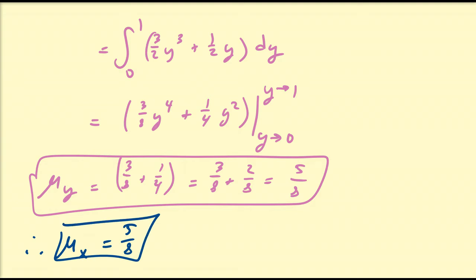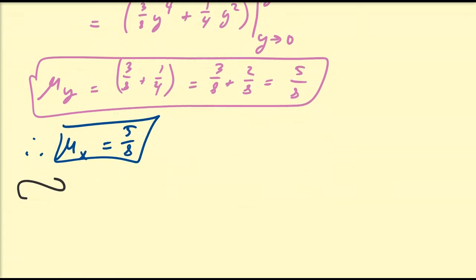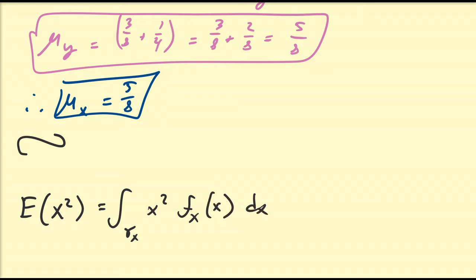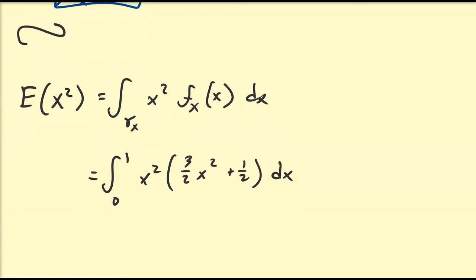So now let us move on to the second moment, and you probably can guess how this is going to be defined. The second moment for x is going to be defined to be equal to the integral over the support of random variable x of x squared times the marginal density function of x with respect to x, and similar for y. So let's just calculate this out. That's going to be equal to the integral from 0 to 1. Remember, that's the domain of random variable x, of x squared times the marginal density function of x, which is 3 halves x squared plus 1 half dx.